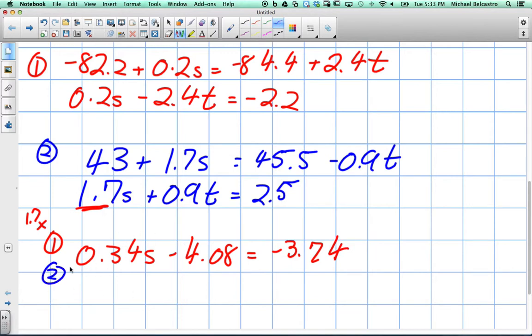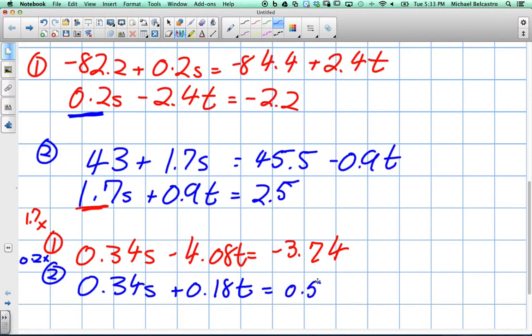We're going to do the same thing for equation 2, but this time we're going to multiply by its coefficient, which is 0.2. So if we've done this right, 1.7 times 0.2, you want to double check, make sure it equals 0.34s. Great. Then we take 0.9 times 0.2, which I think is going to give us 0.18t. Sorry, I should have written the variables in here. And then finally, the last one is 2.5 times 0.2, which is 0.5. Excellent.